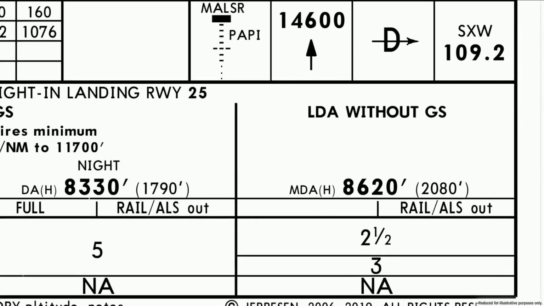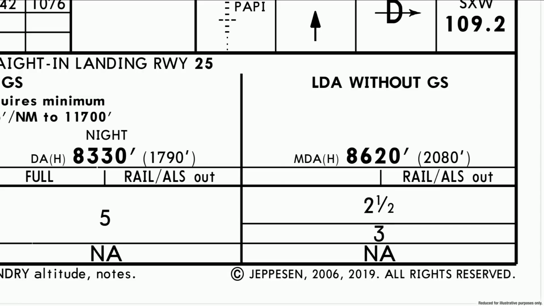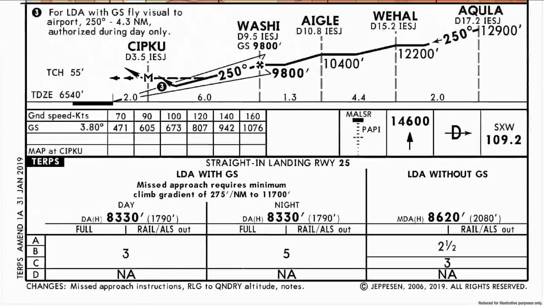They also have an option if the glide slope is out. So this is the localizer directional aid without glide slope, and you'll notice that they raise the minimum descent altitude to 8,620 feet. And in this case, the fly visual doesn't apply.